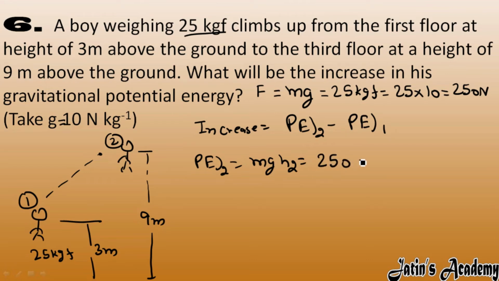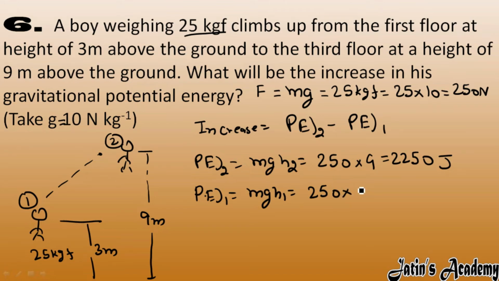Second height we have 9 meter. So when you multiply 250 into 9 meter, you get 2250 joule. Now we have to calculate potential energy at the first point. So here again mgh1. Mg value we have 250 and height we got it as 3 meter.